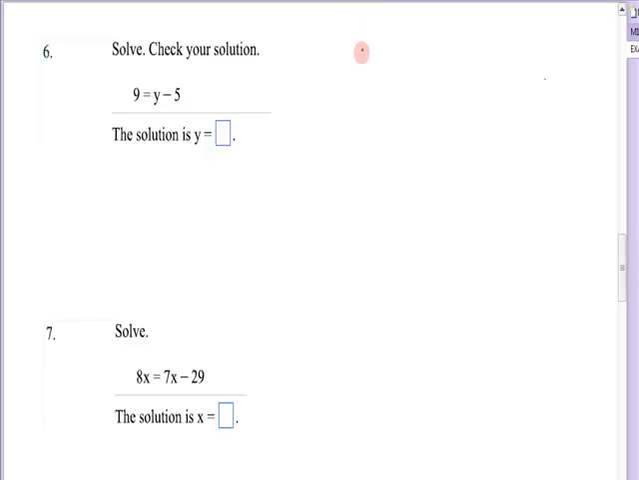Number 6, 9 is equal to y minus 5. Here's my barrier.